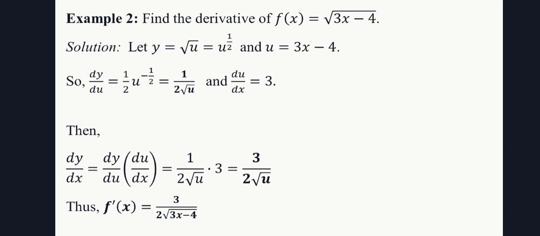Thus, that is not yet the final answer kasi kailangan nating balikan yung value ng u natin. So yung u natin kanina is 3x minus 4. Lahat ng u na nakuha natin magiging 3x minus 4 na. Thus, the derivative of your f of x is 3 over 2 square root of 3x minus 4. And this is the final answer.